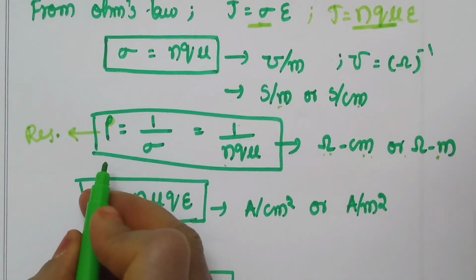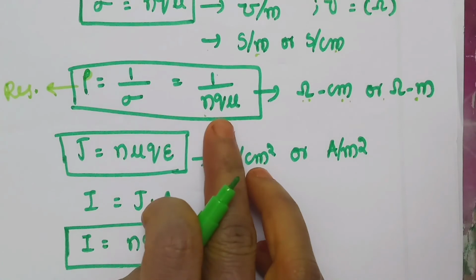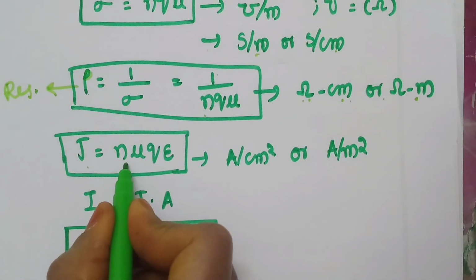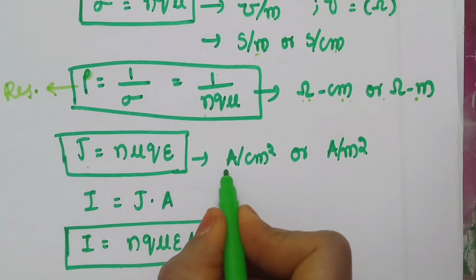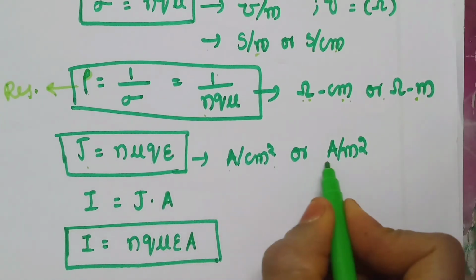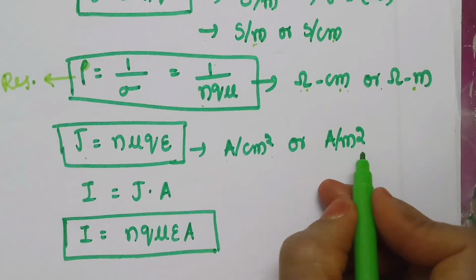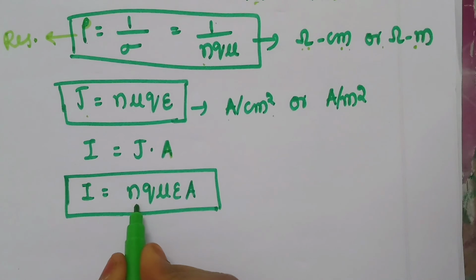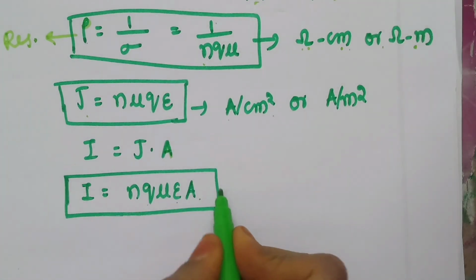So we can write the expression for resistivity as 1 by nq mu from the conductivity expression, and J is equal to n mu q epsilon, and its units are ampere per centimeter square or ampere per meter square. These units are very useful in solving problems as well as in objective type questions in all kinds of competitive exams and GATE exam. And I, that is the current, is equal to current density into area. So I is equal to n q mu epsilon A.